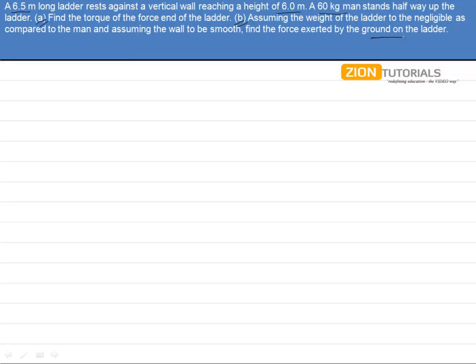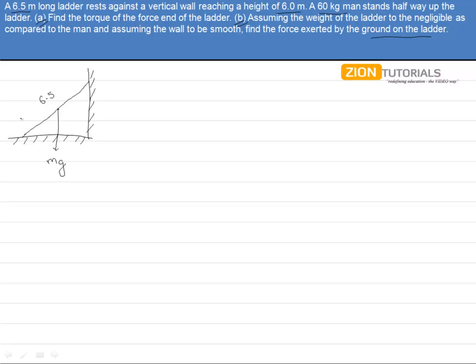ground on the ladder. Now let us first sketch the diagram for this question, in which this is the wall and this be the surface and this is the ladder actually of length 6.5 meters, and in the midway we are having an mg force due to the person.